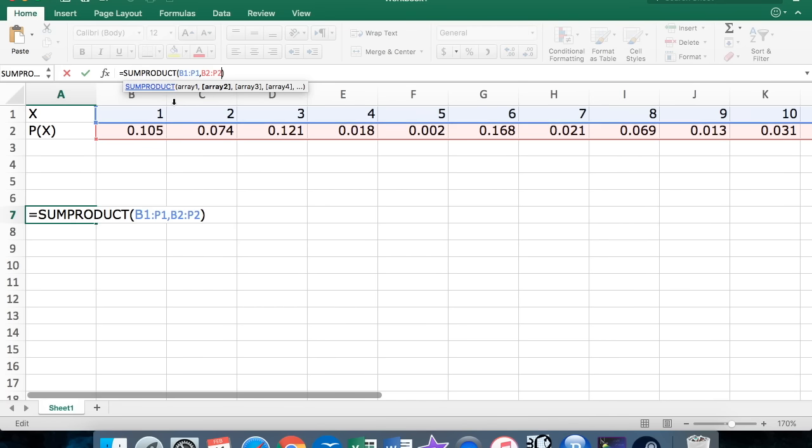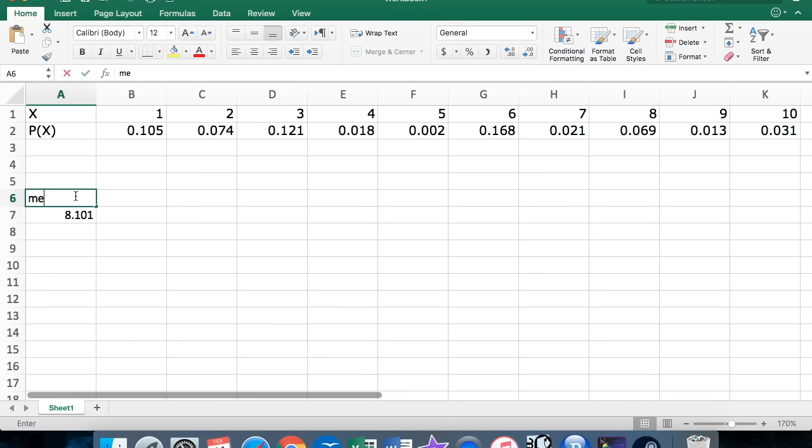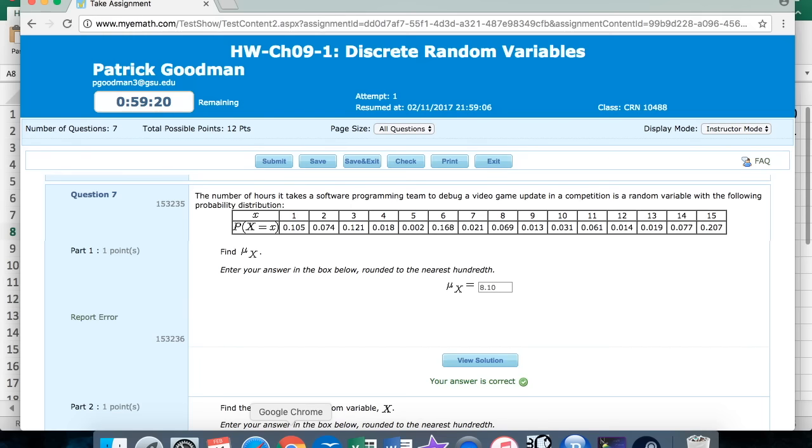Alright, so now I've got all of this done. So remember, this guy is your mean, right? So the mean of P of X. Okay, so I think it says round to the nearest hundredth, so you just round this guy to the hundredth, so 8.10. And then it gets tricky.